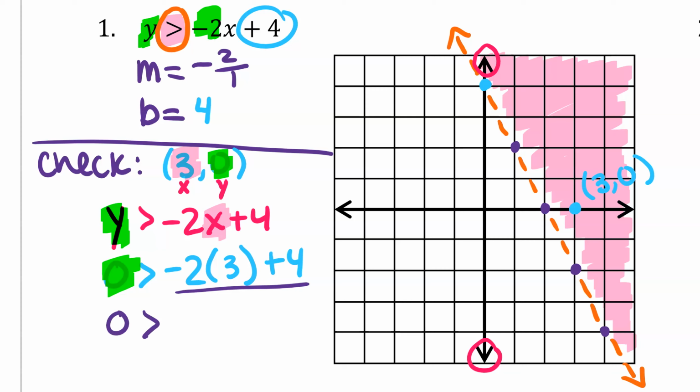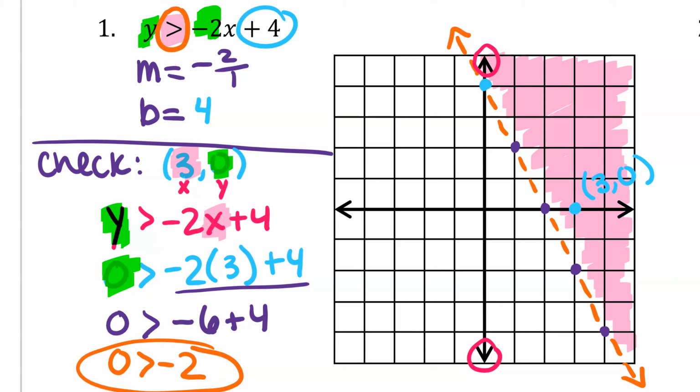Let's use our order of operations. So negative 2 times 3 is negative 6 plus 4. Negative 6 plus 4 is negative 2. So I'm looking at this right here and I'm going, is 0 greater than negative 2? Yes, it is. Okay, cool, I did it right. That's kind of why you got to do the check.